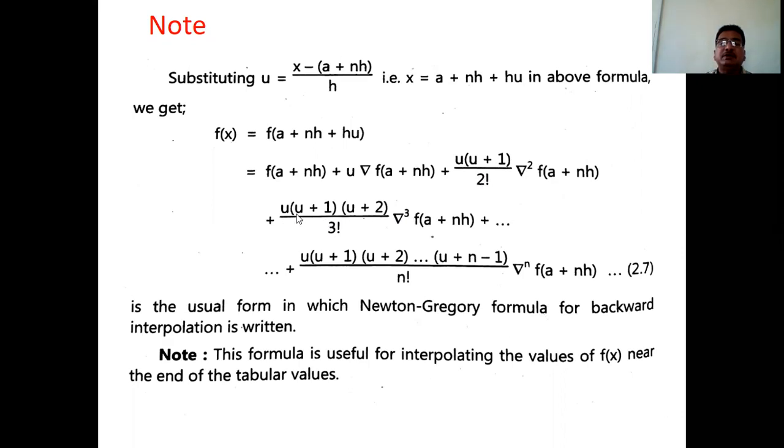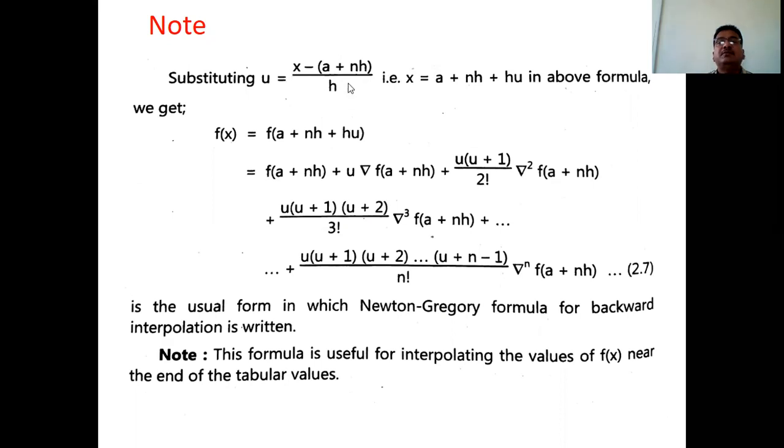Then what is the next term? u plus 1, u plus 2 by 3 factorial. In the Newton forward interpolation formula, this term is u minus 1, u minus 2 by 3 factorial. So here it is u plus 1, u plus 2 by 3 factorial, del cube f of a plus nh, and this way all the remaining terms. And what is u? u is x minus (a plus nh), that is, x minus the last point divided by the common difference.